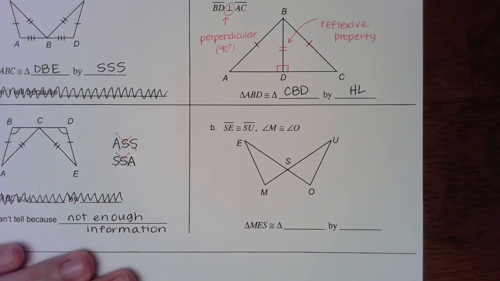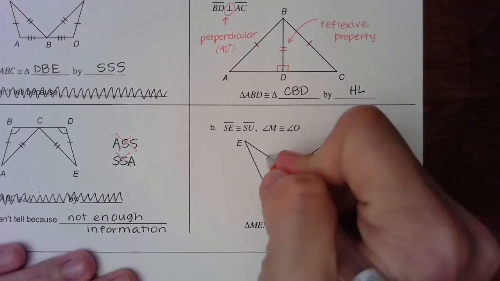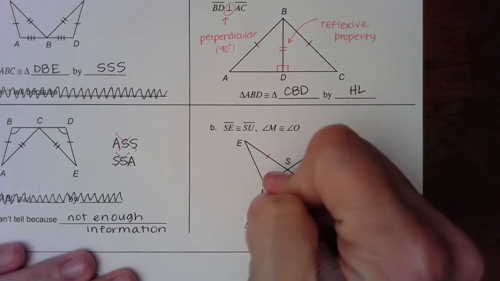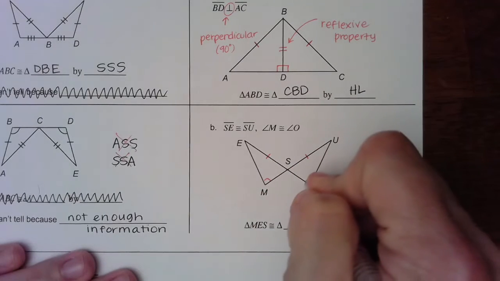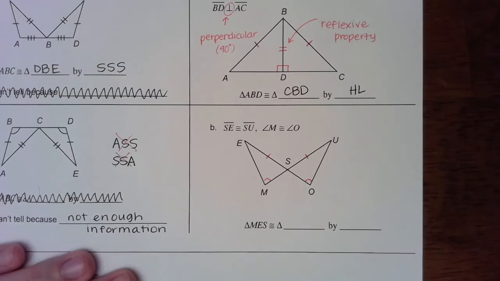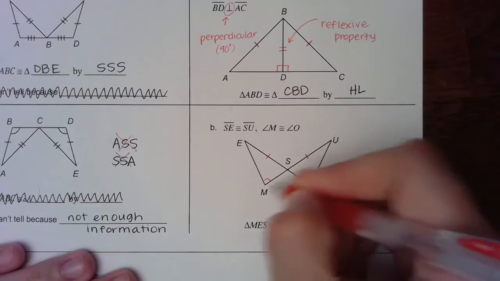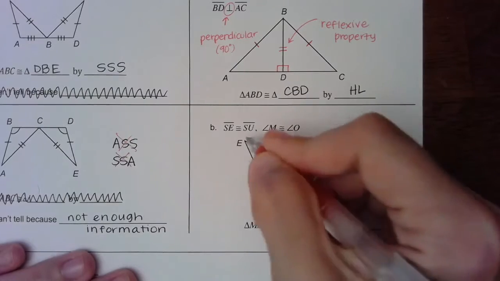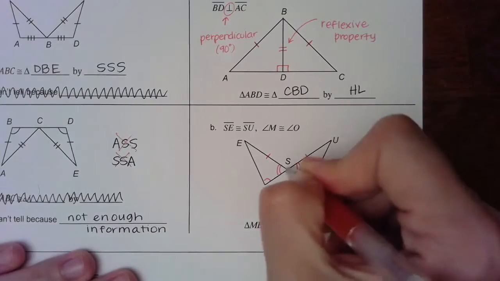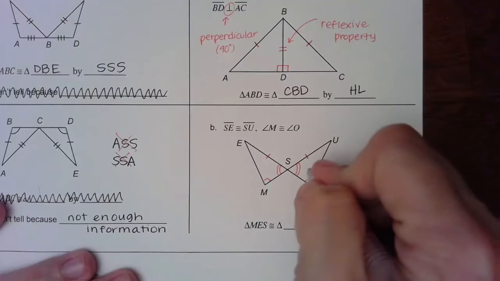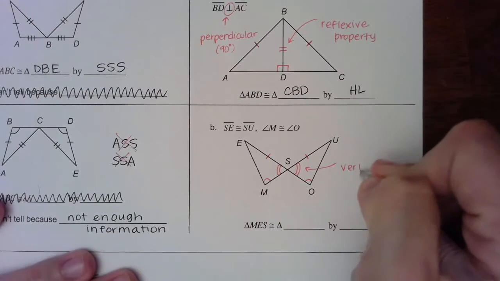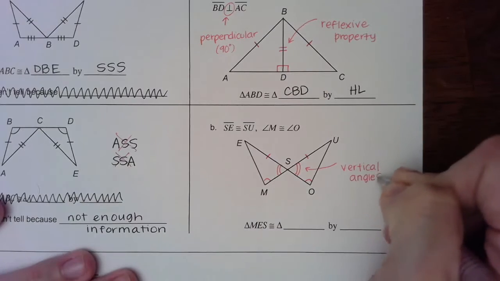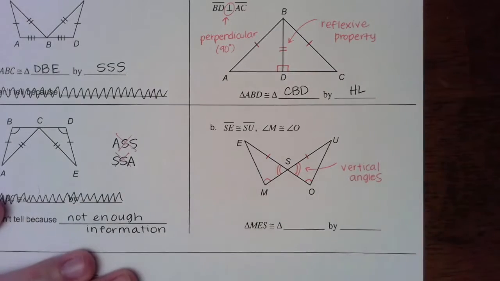On example 2b, we're given that side SE is congruent to side SU, and we're given that angle M is congruent to angle O, and that's all they tell us, but notice that these two intersect to form an X. That means that this angle right here, angle ESM and angle USO, these two angles are congruent to each other. And the reason why is not because it's given to us, it's because they're vertical angles, and we know that vertical angles are always congruent to each other.